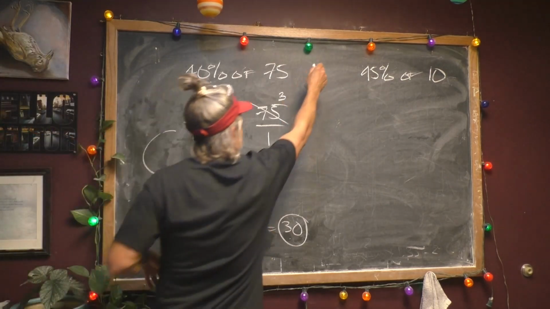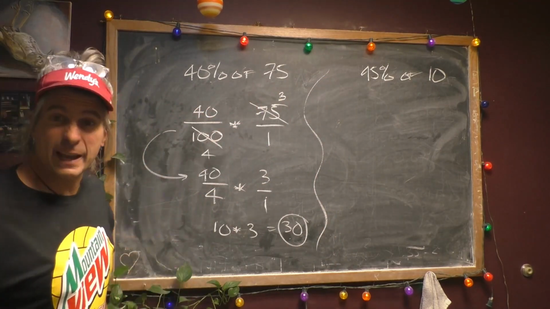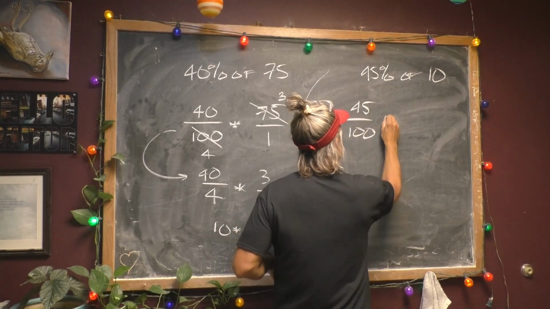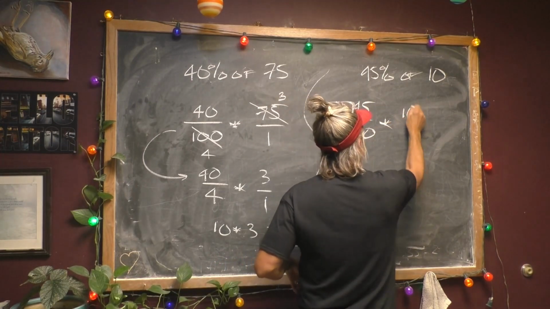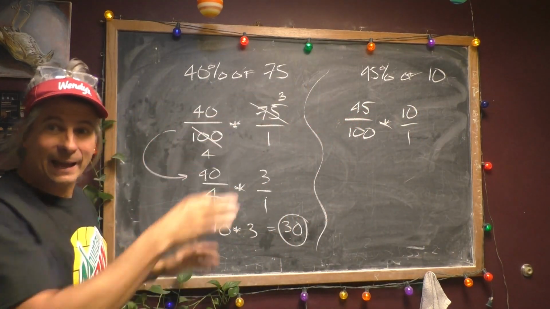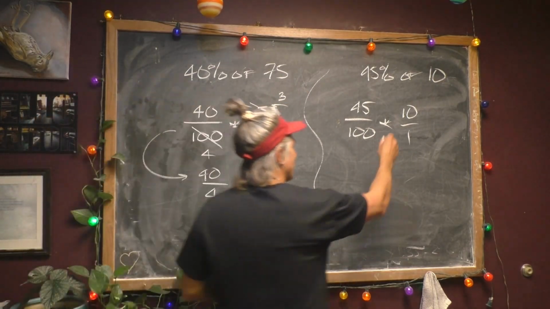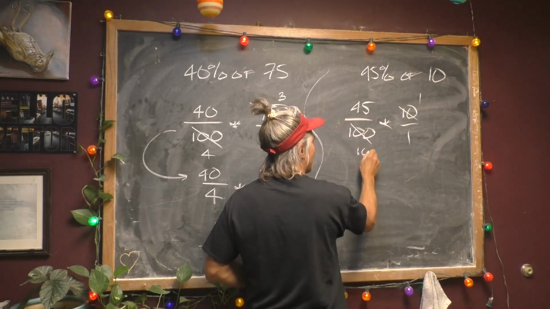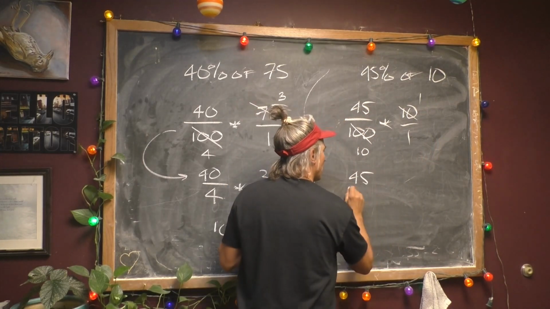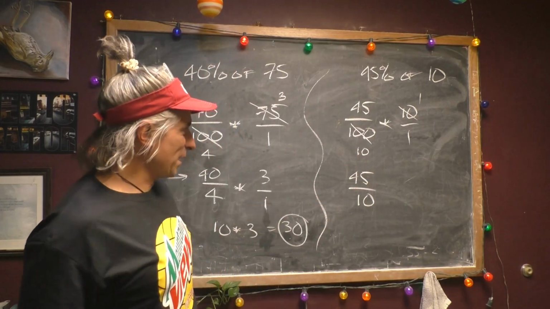Okay. We'll do it the exact same way over here. 45% of 10. 45% is 45 over 100 times 10, which is 10 over 1. And then we can just look for diagonal common factors. 10 and 100 have a common factor of 10. And then I'm going to rewrite these. This is 45 over 10. And this is just 1. 1 over 1 is just 1. So it's 45 divided by 10.